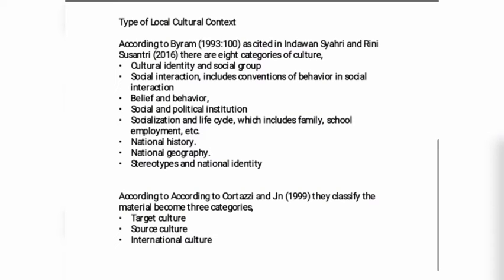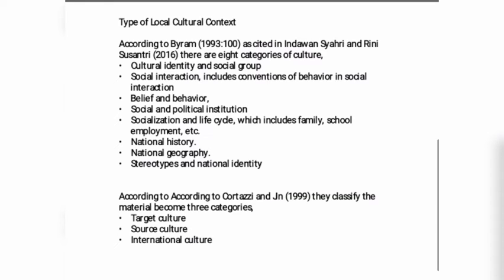After we know about the local cultural context, we move to the types of local cultural context by Brown and also by Cortese. According to Brown 1993, as cited in Indawan Syahri and Rini Susanti 2016, there are 8 categories of culture. The first is cultural identity and social group. Social interaction includes conventions of behavior in social interaction, beliefs and behavior, social and political institutions, socialization, and life cycle, which includes family, school, employment, etc., national history, national geography, stereotypes, and also national identity.